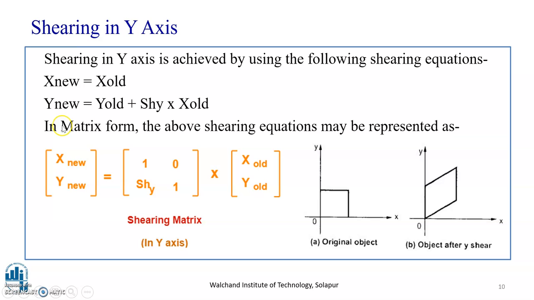In matrix form, the above shearing equation can be represented as [x new, y new] is equal to [1, 0; shy, 1] into [x old, y old]. This is the shearing matrix in y direction.